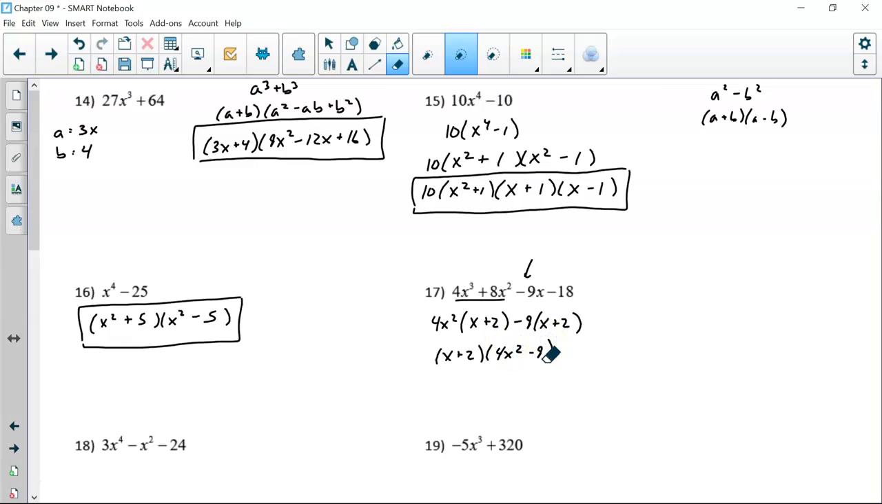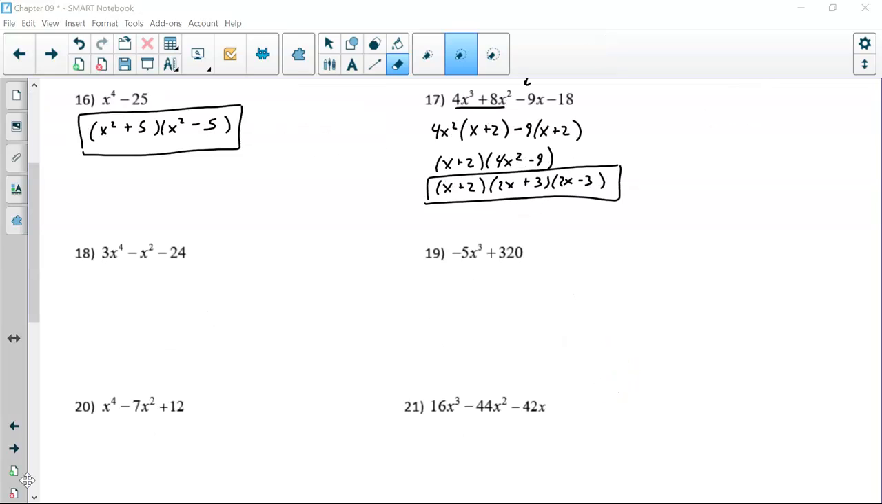Hopefully you're recognizing that a squared minus b squared. So it's x plus 2, 2x is the square root of 4x squared. Square root of 9 is 3, and then put a plus and a minus.